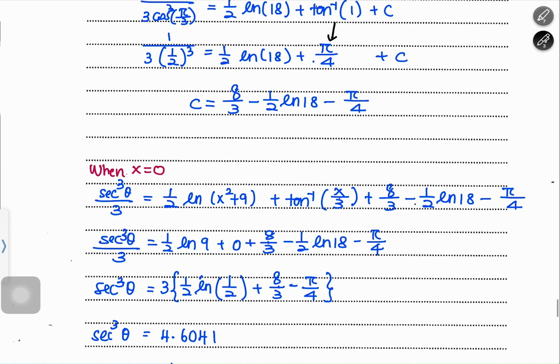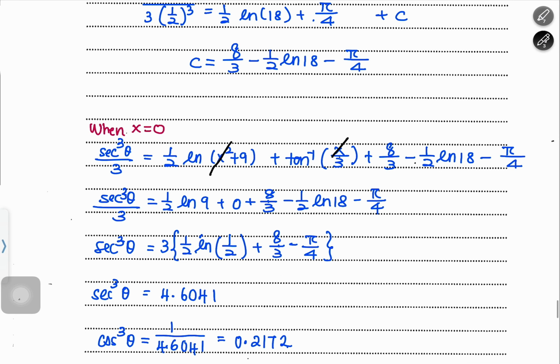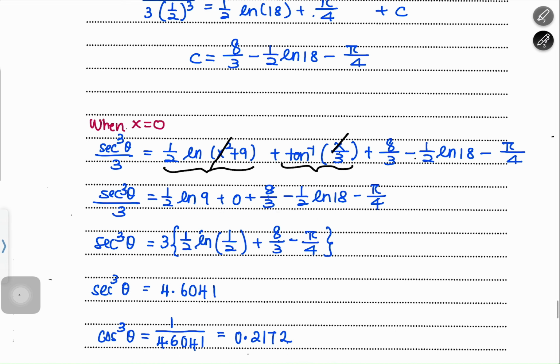Now the question is asking me to find what cos theta is when the x value is 0. You just rearrange everything accordingly. So these are my c now, and I am going to place my x value as 0. So this is a 0, this is a 0. That's it. Rearrange accordingly. This whole thing is going to give you a 0, and this is half ln 9. I am trying to simplify here, but you don't have to. You can just directly input it into the calculator.